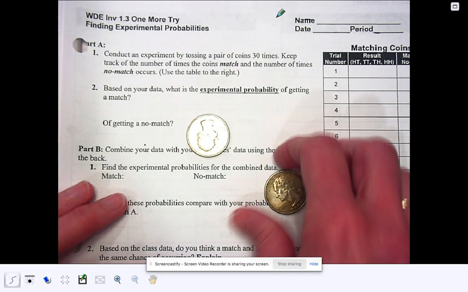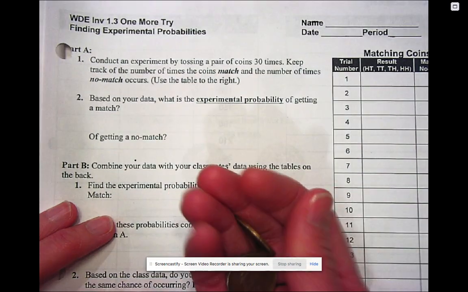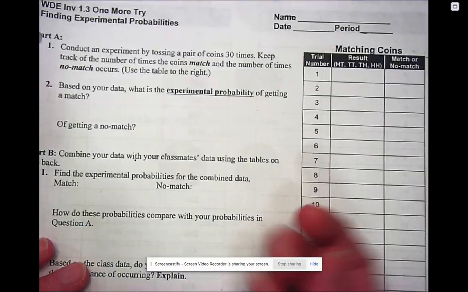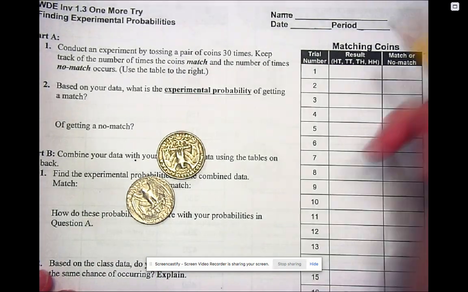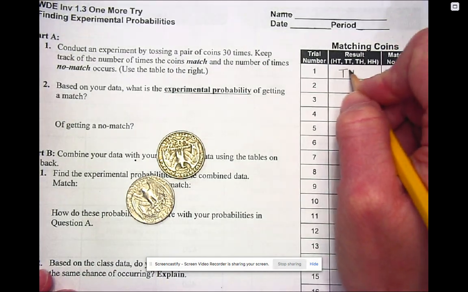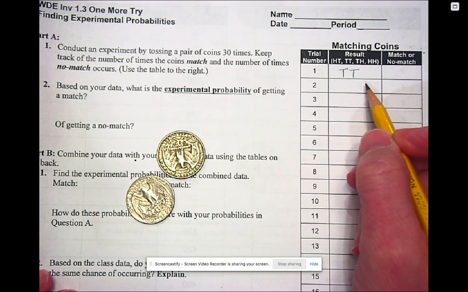All right. So I'll just model this for you a couple times. So 30 trials. It looks like I got tails. So I'm going to write both of those. And is that a match or not a match?